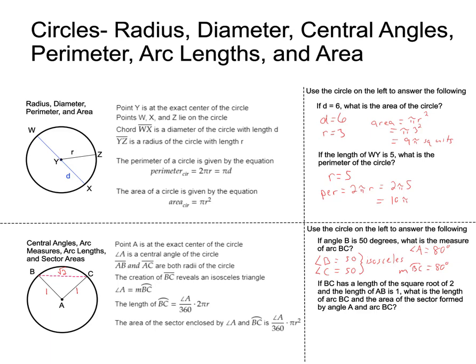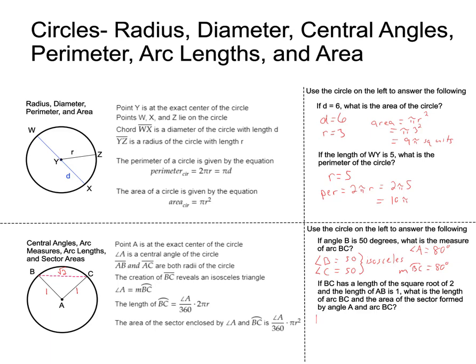Because we have two side lengths of 1 and 1 of the square root of 2, that actually fits with the definition of a 45-45-90 triangle. So angle A has to be 90 degrees. Now that we know the central angle is 90 degrees, we should be able to calculate the length of arc BC and the area of the sector.